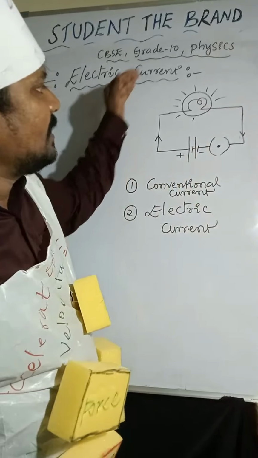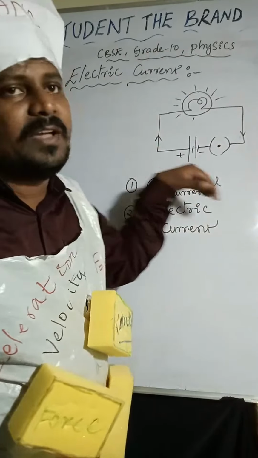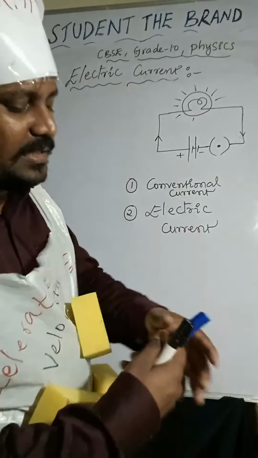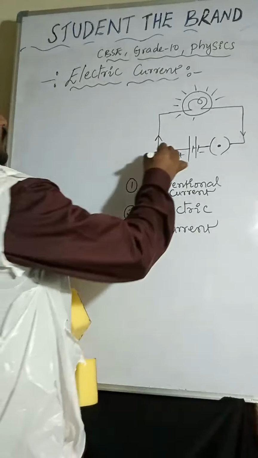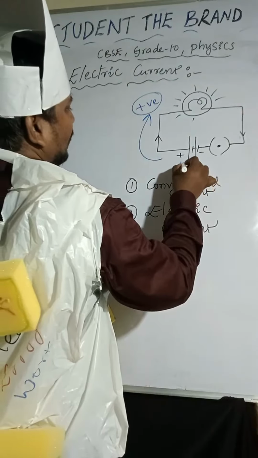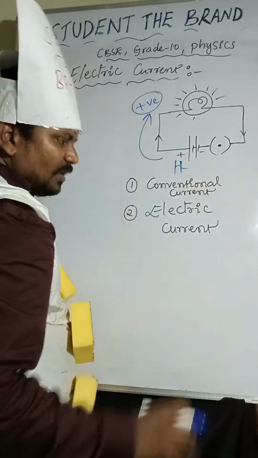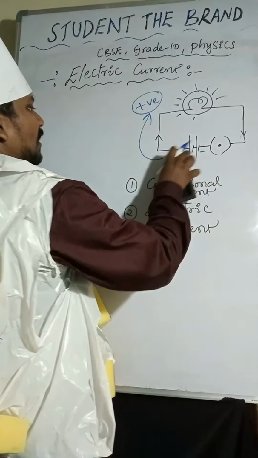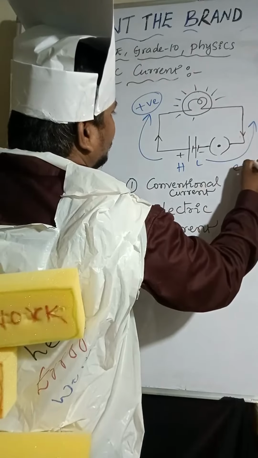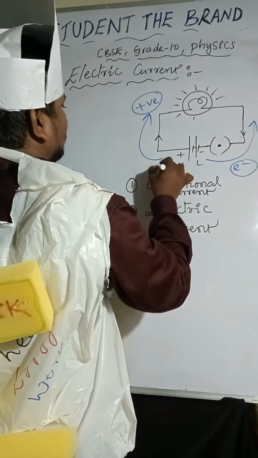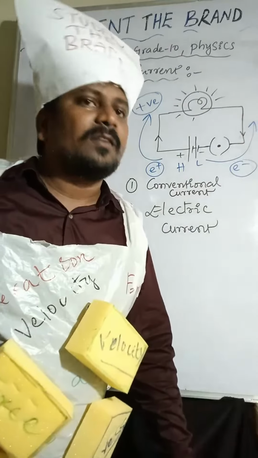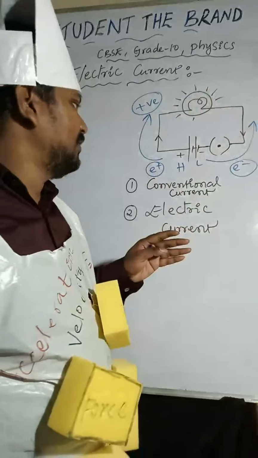The flow of positive charges is known as conventional current. The flow of electrons is known as electric current. Positive charges will move from high potential to low potential. So this is the high potential. Positive charges will move from high potential to low potential, whereas electrons will move from low potential to high potential.